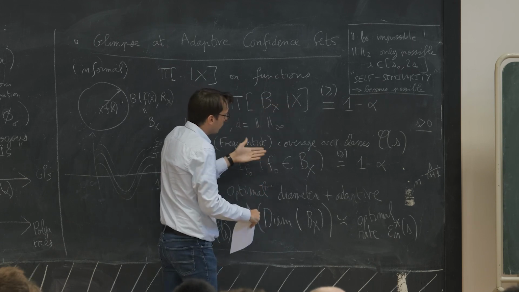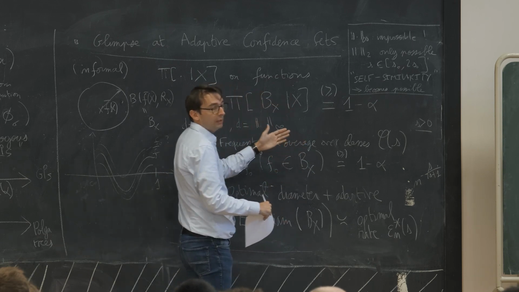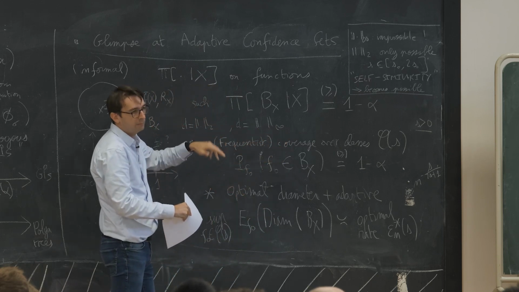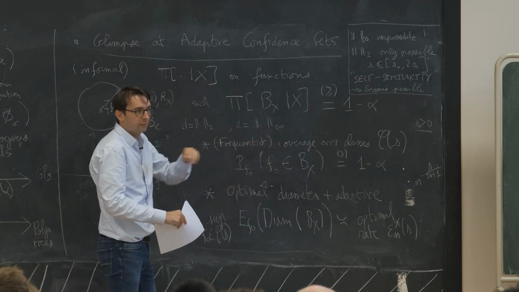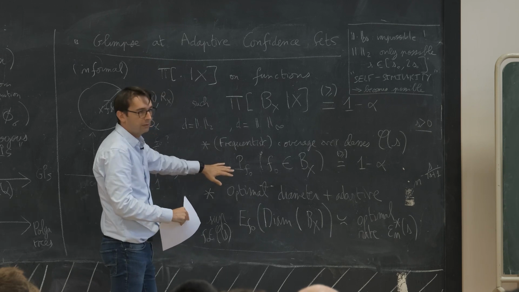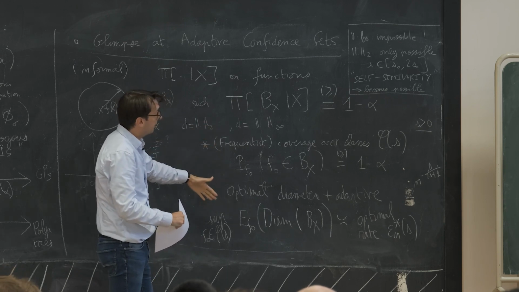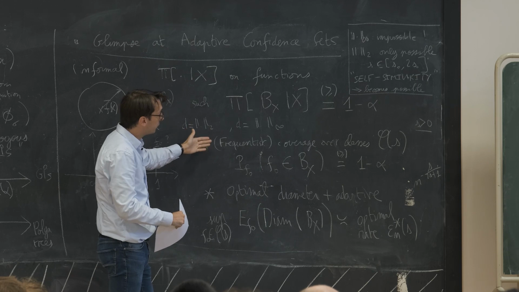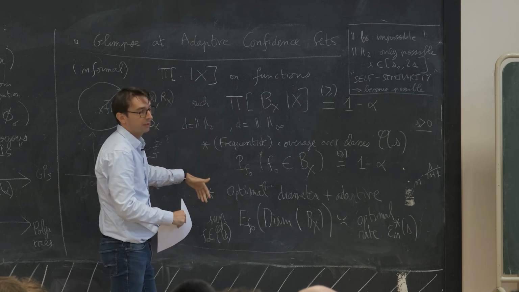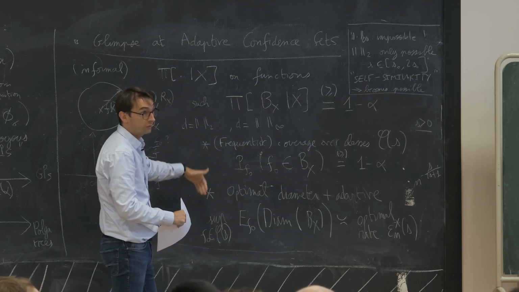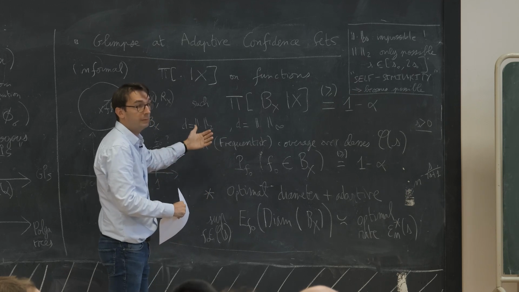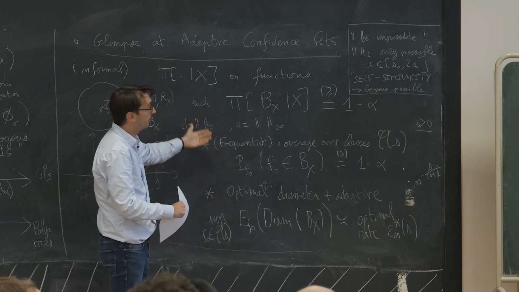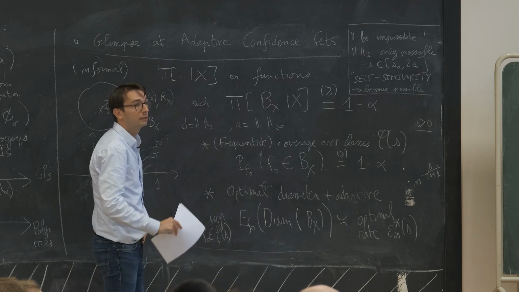So the way we prove that this is impossible, and again, I don't give the details, but I'm happy to chat a bit more in detail about it. If you would be able to construct such a confidence set, you would contradict a minimaxity result saying that the best possible rate of testing cannot be something.